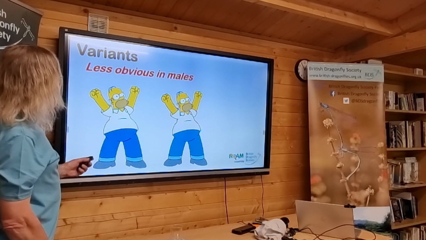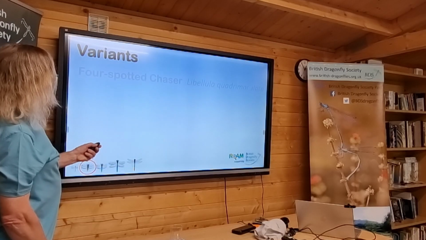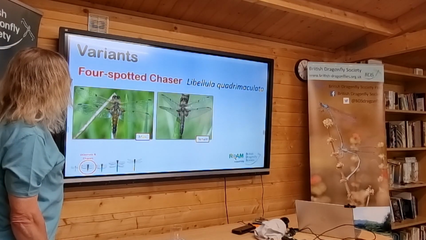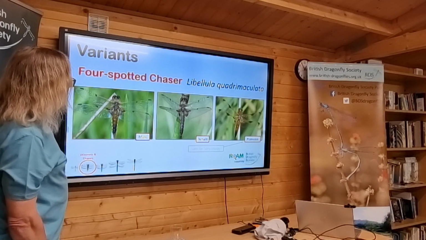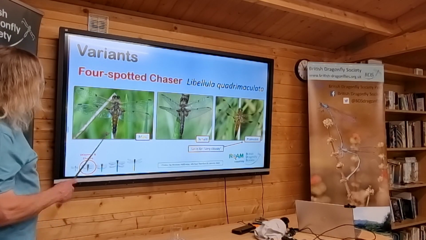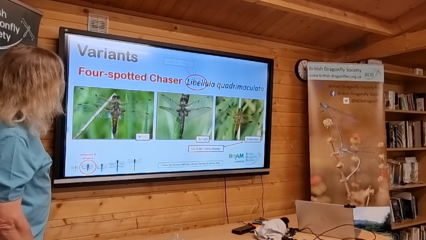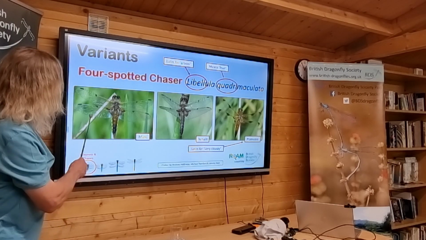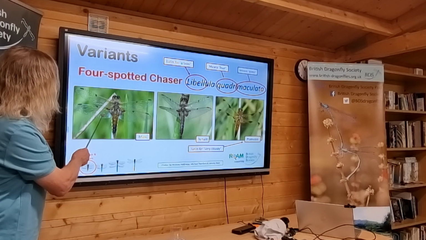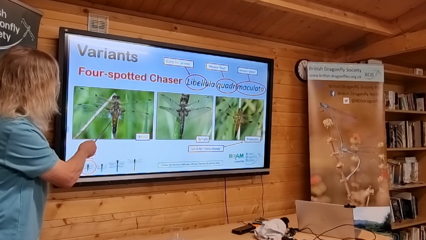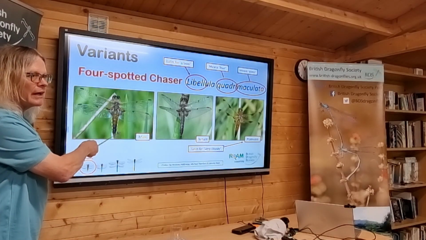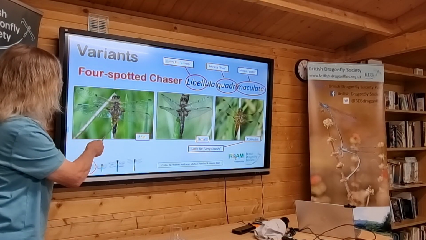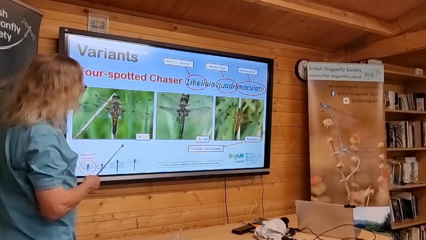There's quite a few around. Yeah, there's a few variants there on the 4-spotted chaser. So you can see that there's a typical younger, a male one there. They don't get pruinescence on these like the others do. You can see the 4 spots there. They're pretty obvious, really. I don't think you could ever mistake one of these.